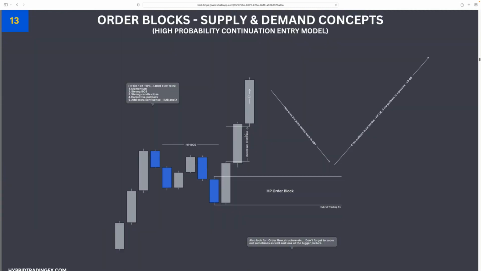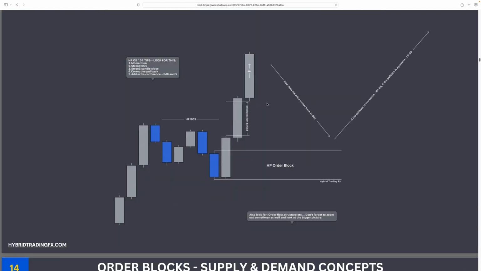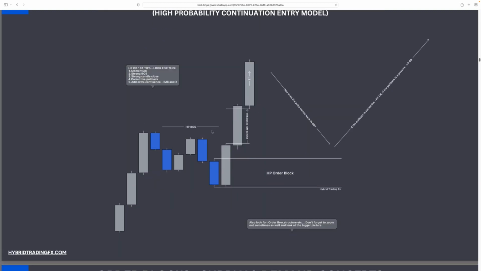And this is going to be an example of a high probability continuation entry model. So again, pretty much the same thing that we talked about in a previous lesson, but a little bit more in detail what you want to see here. So first, you want to see momentum. When you're looking at high probability continuation, you want to see impulse, correction, impulse. You want to see momentum in that market. So first, you're going to focus on this.